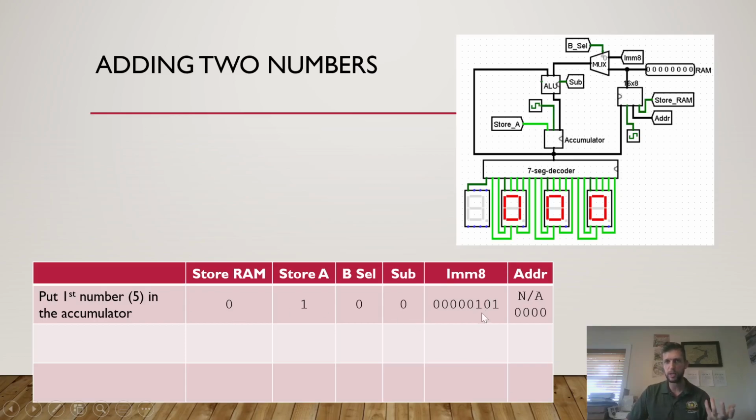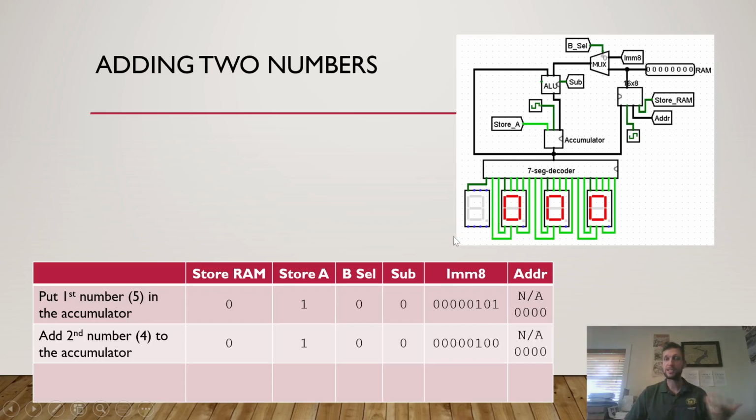We'll say the first number I want to enter is 5, so my immediate 8 value should be a 5. And then address, which controls where in memory I'm storing something, is basically not applicable because I'm not storing anything yet, so we can set it all to zeros as placeholders. After I configure these signals with this pattern, and the clock ticks once, I should get the value 5 in my accumulator.